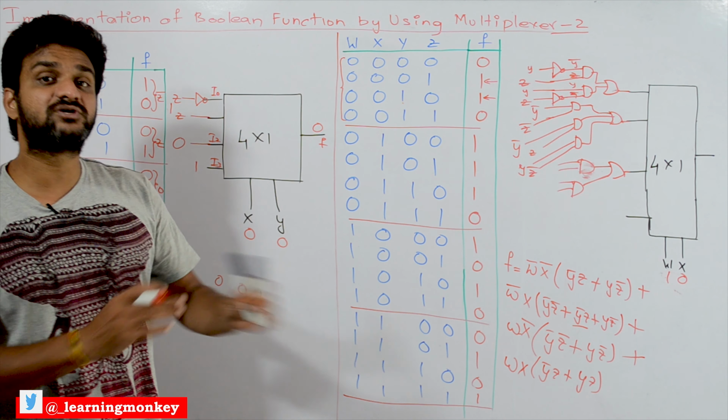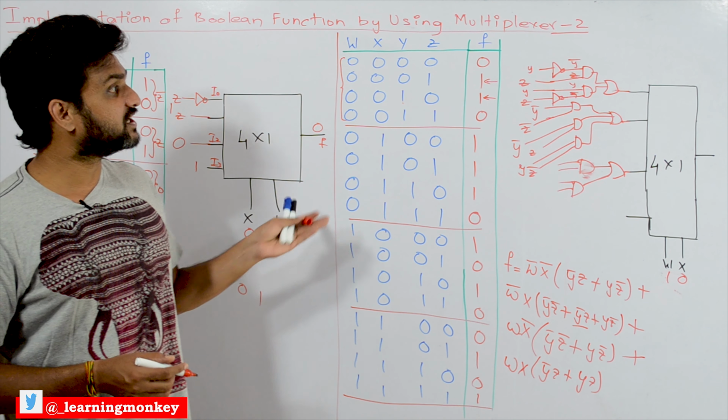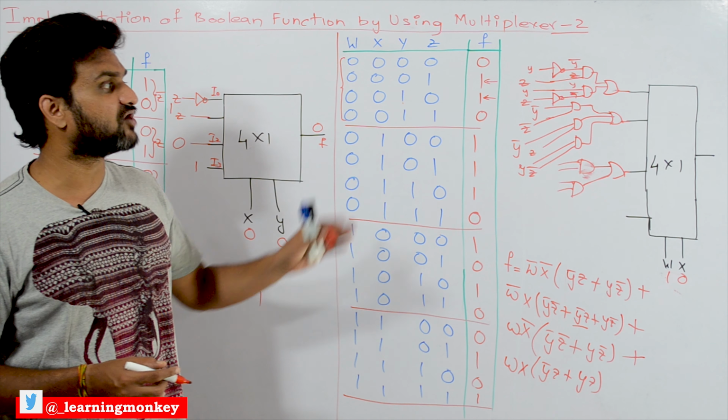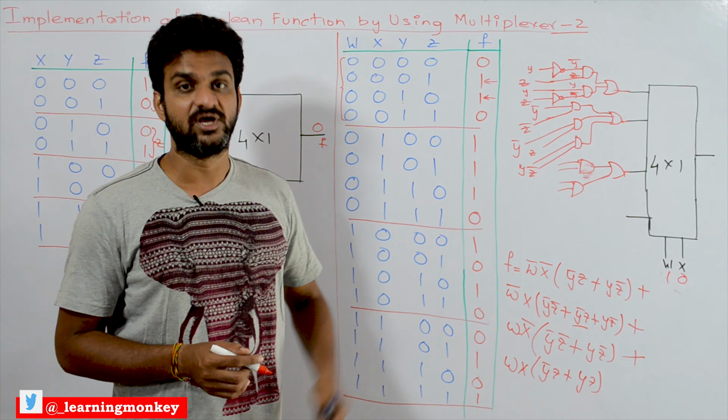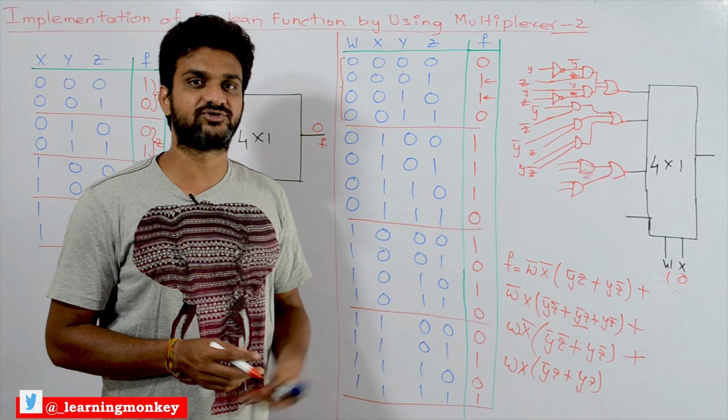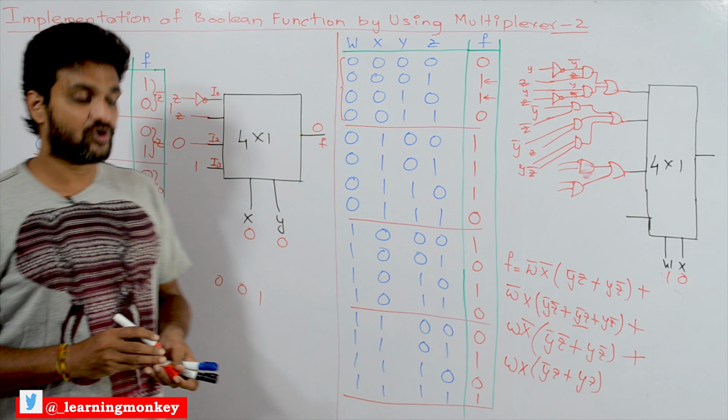And here, how will the questions be? In this kind of implementation, how many AND gates are used, how many OR gates are used. These kinds of questions you may get. Hope you got the concept.